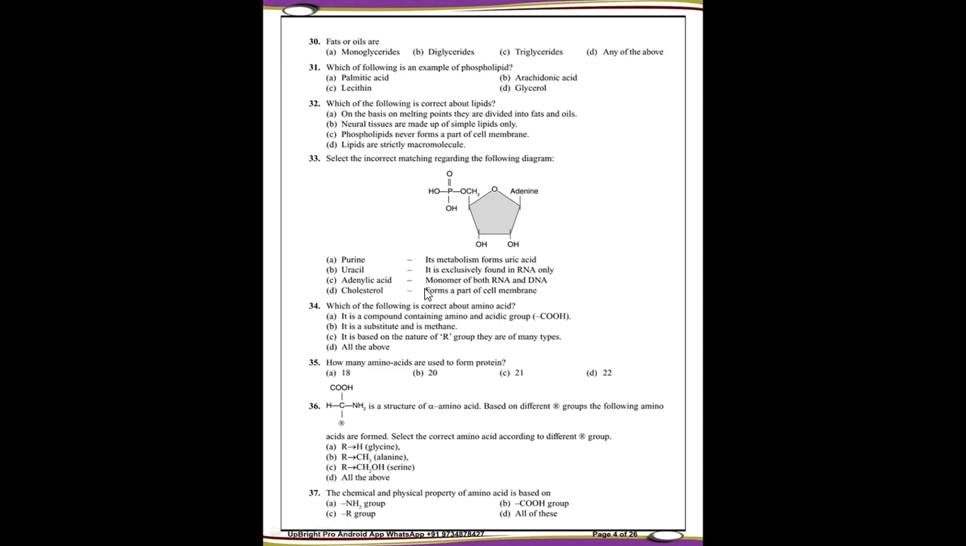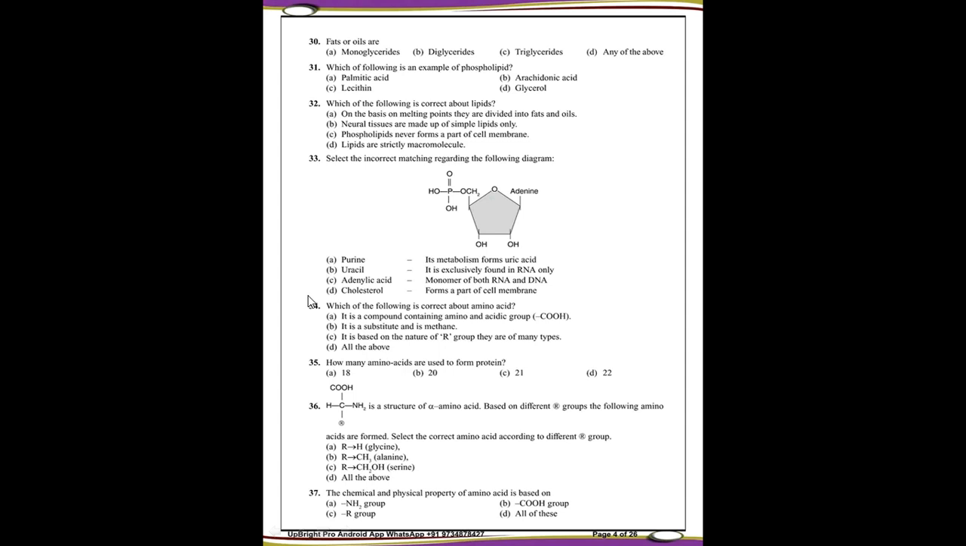34. Which of the following is correct about amino acids? So which of these is correct about amino acid? Is it a compound containing amino acidic group? Is it a substitute of methane? It is based on the nature of R group. So all of these are true about amino acids.